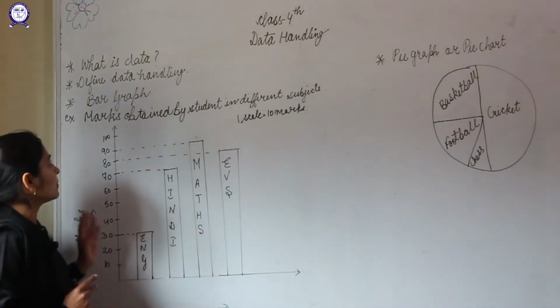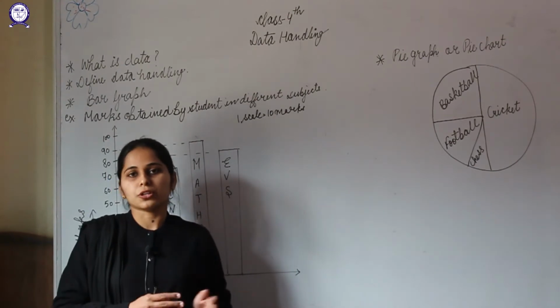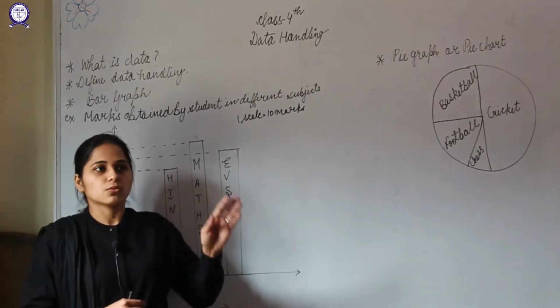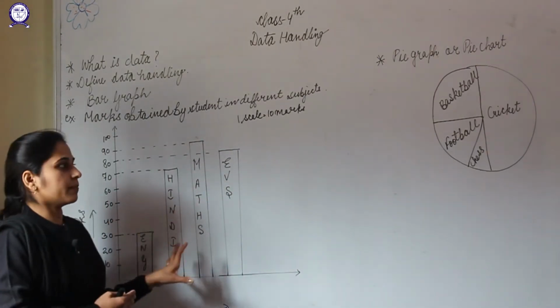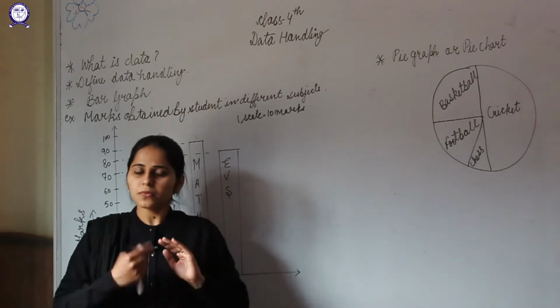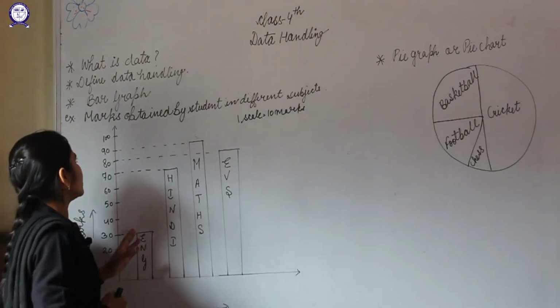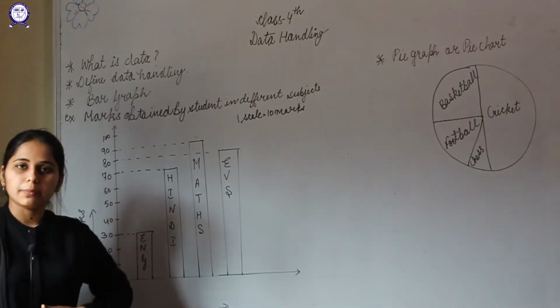Sometimes you are asked in your class about the favorite colors of the students. Suppose 40 students are there, you cannot write that this student likes this color, this student likes this color. You can make a bar graph, pie graph or a line graph to arrange that data. In this we are going to study how to draw the bar graph and how to study the bar graph first.